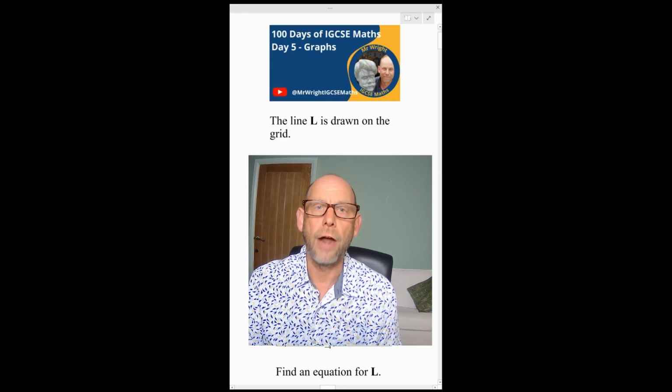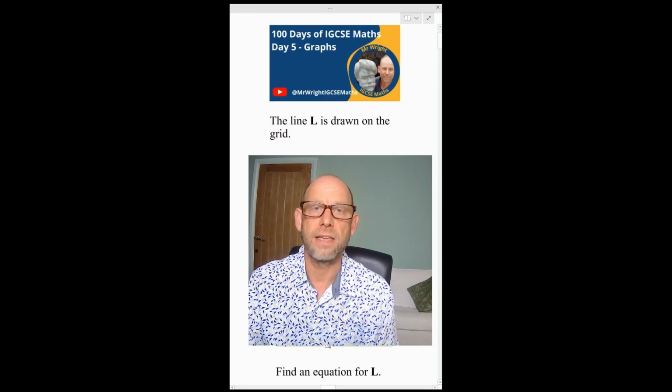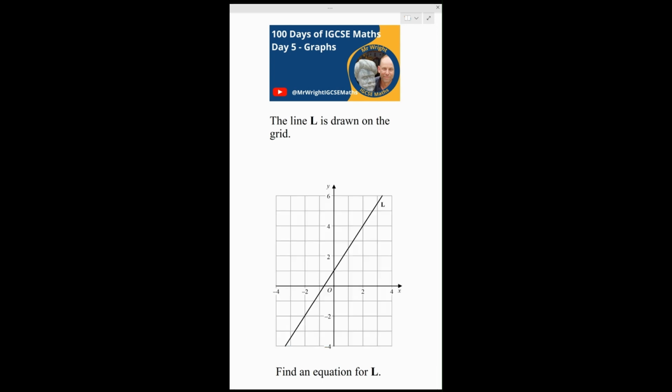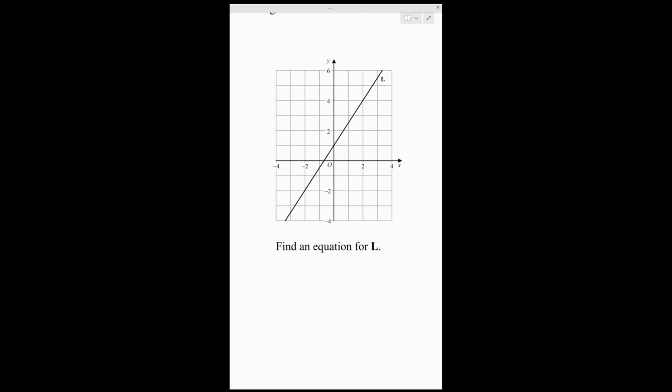Mr. Wright here, 100 days of Maths IGCSE Exam Questions, day 5. Pause the film now if you'd like to do the question before me. Right, we've got to write down an equation for this line. I can see its gradient. If I move 1 along the x-axis, then my y value increases by 1.5. So its gradient's 1.5. So it's going to be y equals 1.5x. Now, where's the y-intercept? It's there at 1. So the equation of the line is y equals 1.5x plus 1.